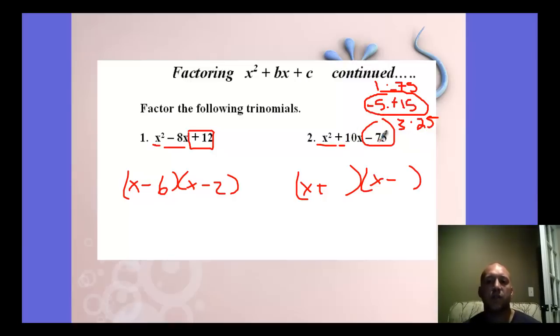So when your c value is negative, you're really looking at the difference between these two numbers that add together to be the middle number. So the difference is the middle number, and they still multiply to be the last number. So we have to have a positive 15 and a -5.